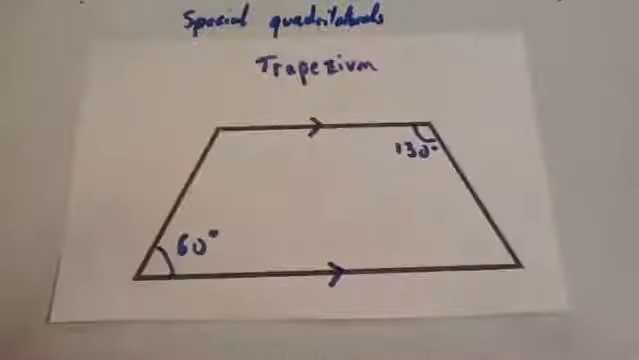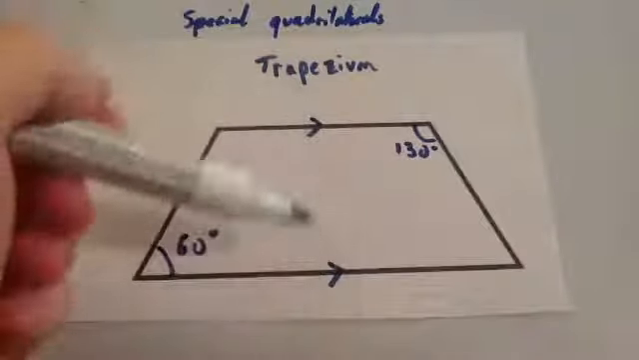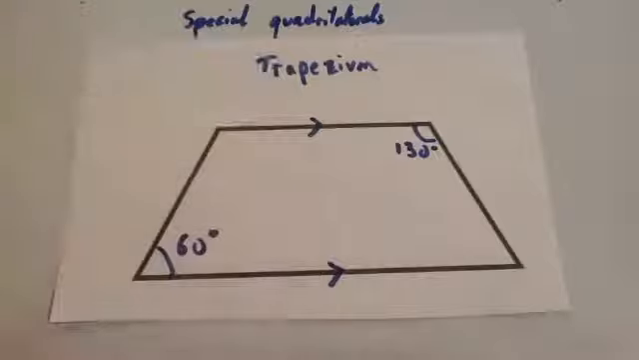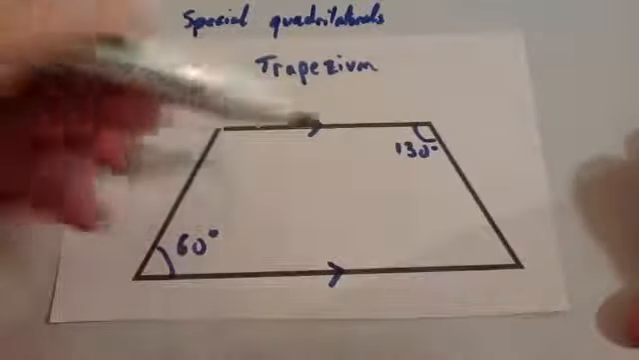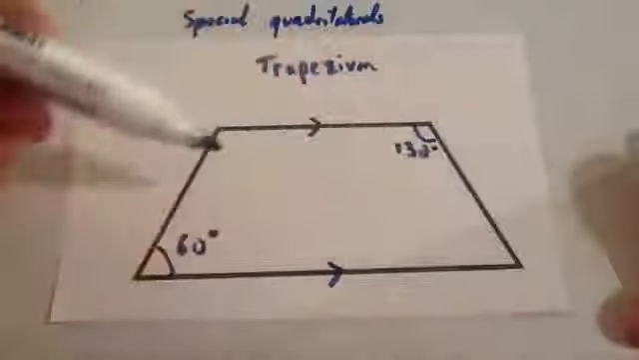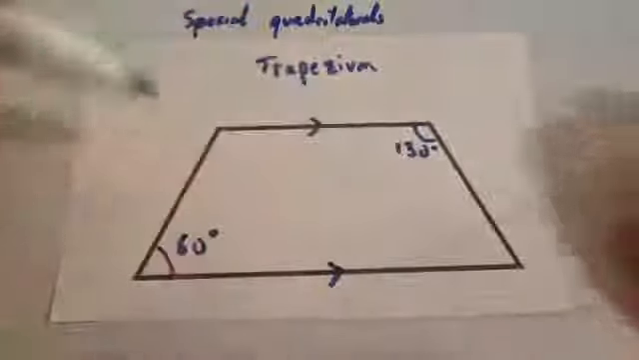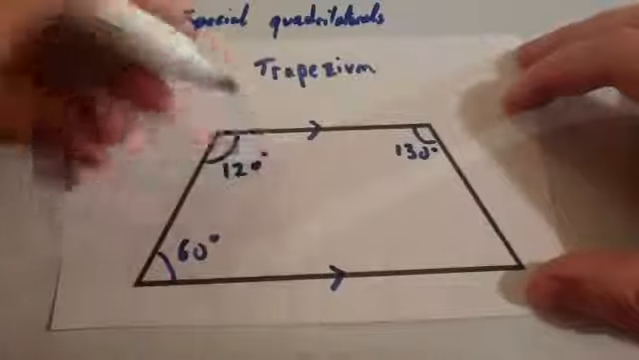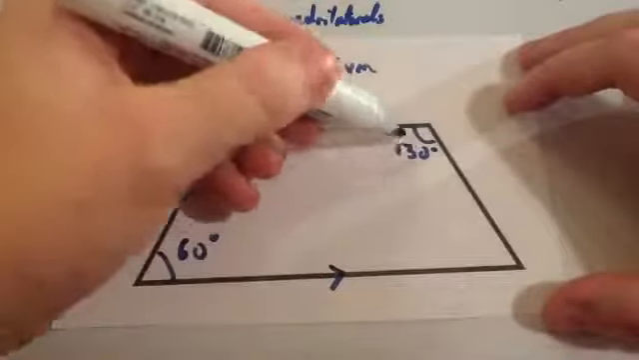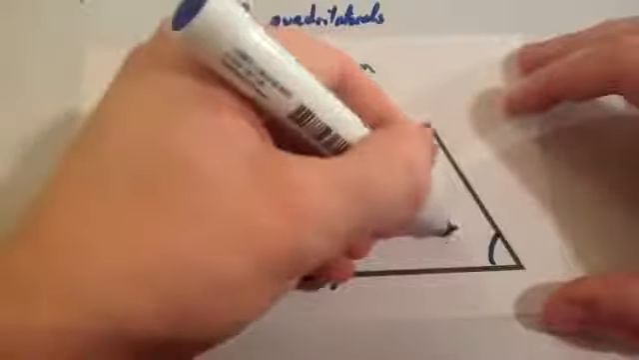Okay, the angles in a trapezium. Because you've got a pair of parallel lines, you're going to have some co-interior angles. These two angles here will be co-interior, and these two angles here will be co-interior. That means that these two will add up to 180, and these two will add up to 180. Therefore, if this one was 60, this angle up here would be 120 degrees. And if this one was 130, because again these are co-interior, this one down here would be 50 degrees.